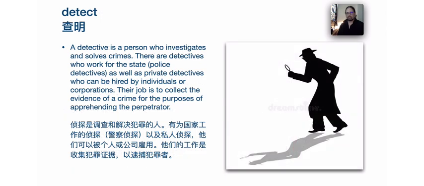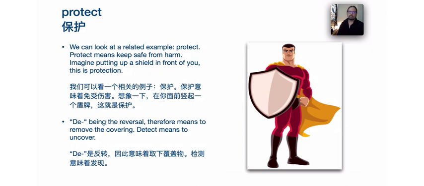Detect. A detective is a person who investigates and solves crimes. There are detectives who work for the state, such as police detectives, as well as private detectives who can be hired by individuals or corporations. The job of the detective is to collect evidence of a crime for the purposes of apprehending the perpetrator, the criminal.